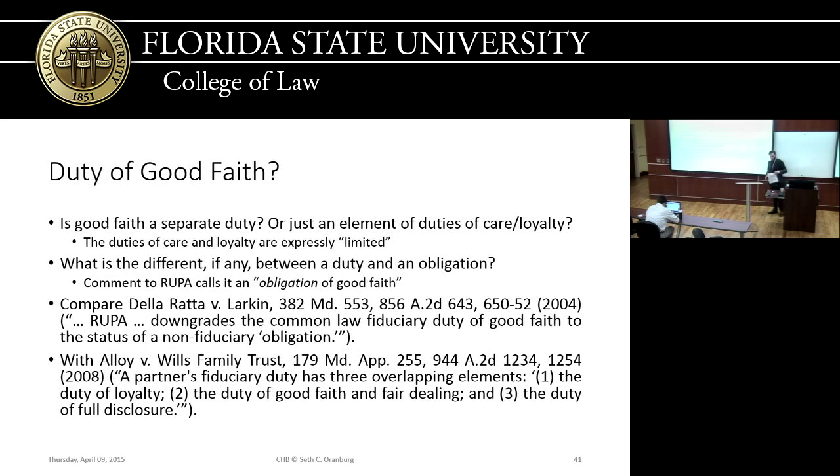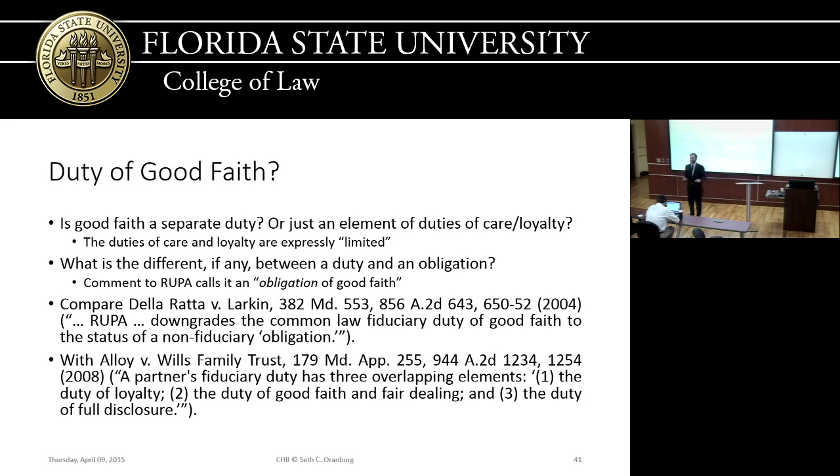So what about good faith? How does good faith come into this? Well, it didn't say there was a duty of good faith. And the way I read this is there's not a duty of good faith, but there is an obligation of good faith. I'm not entirely clear what's the difference between a duty and an obligation. And you may not be either.